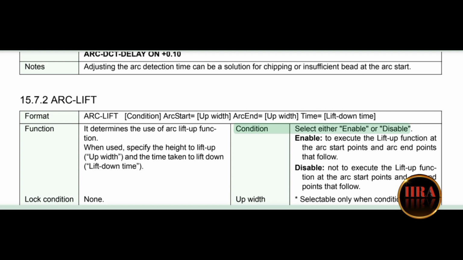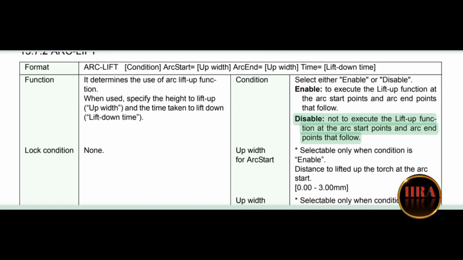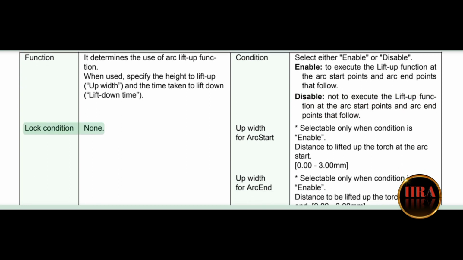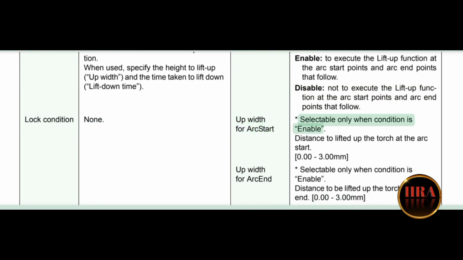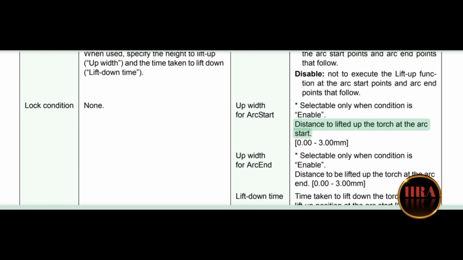Condition: select either enable or disable. Enable: to execute the lift up function at the arc start points and arc end points that follow. Disable: not to execute the lift up function at the arc start points and arc end points that follow. Lock condition: none. Up width for arc start: selectable only when condition is enable. Distance to lift up the torch at the arc start.